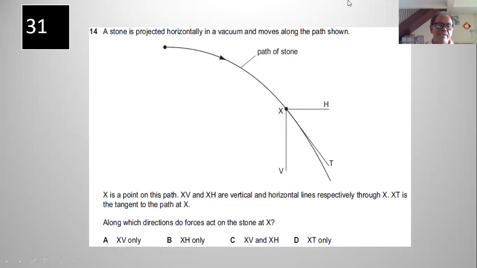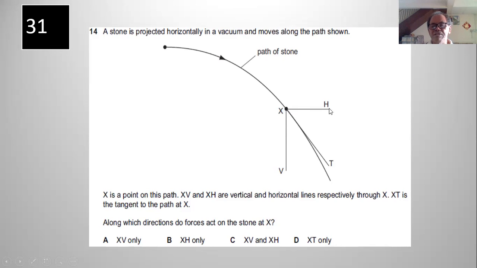X is the point on the path, that's your X. XV, that's your XV, and XH are vertical and horizontal lines respectively through X. XT, that's your XT, is the tangent to the path at X. Along which direction do the forces act on the stone? Right? Horizontal component of velocity is there.